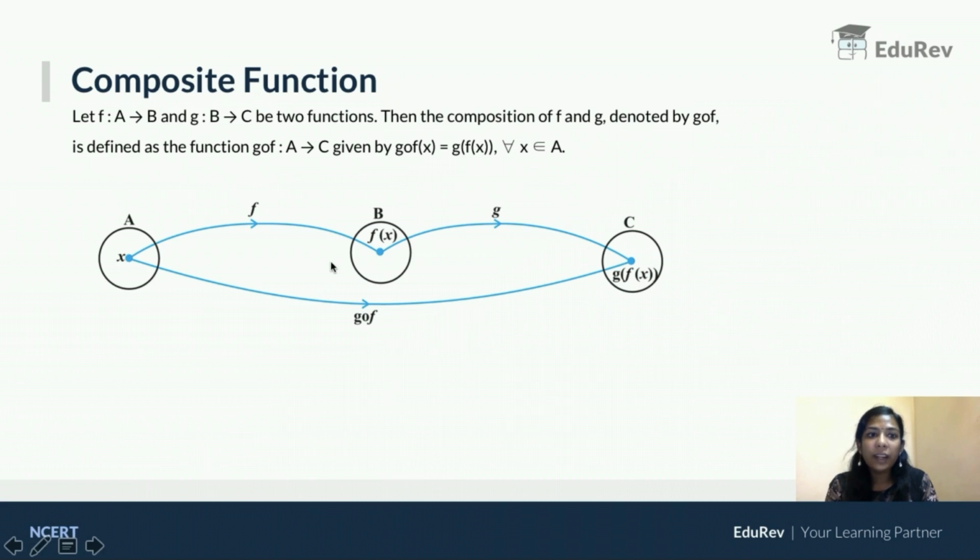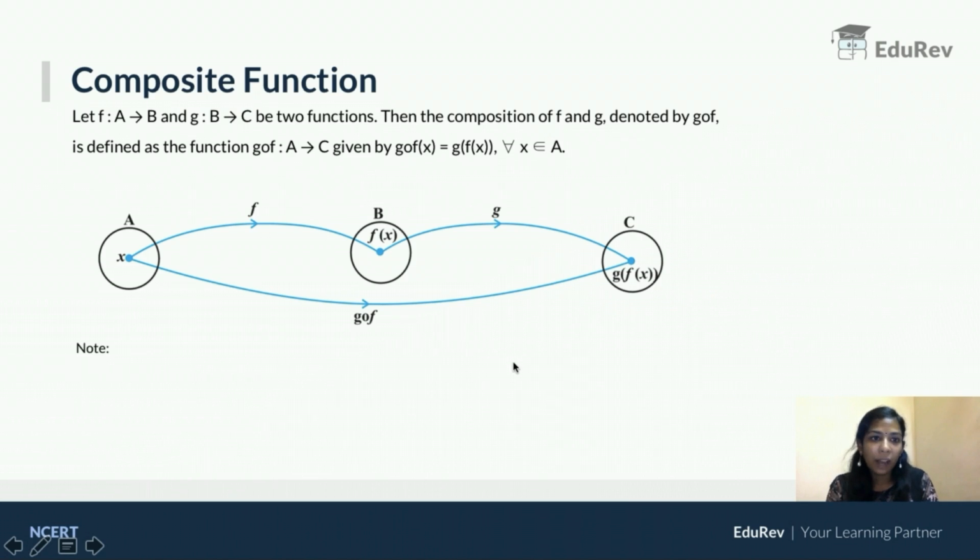If you want to find the relation between x and g of f of x, how they are connected, that is called g circle f. So for this g circle f, what is your domain? That will be A, the first set, and what will be the codomain? That is C, the last set. So the first set will be the domain and the last set will be the codomain of g circle f. I hope it is clear.